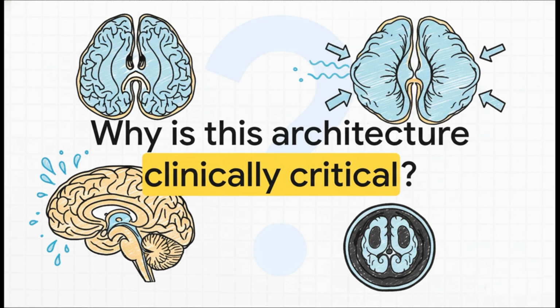So you might be asking, why on earth do we have to memorize all this architecture for exams and for the clinic? Well, here's why. On a brain scan, the size and shape of these ventricles tell a story. If there's a blockage somewhere in the system, CSF can back up and cause these chambers to swell up like a balloon, a condition we call hydrocephalus. And seeing that enlargement on an MRI can point you directly to the problem. It's a huge clinical clue.